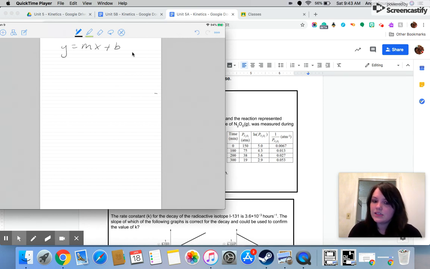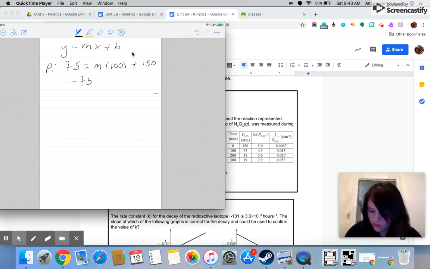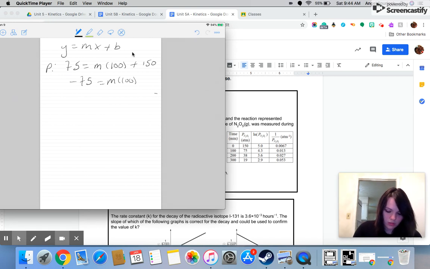So I'm going to make this nice and easy for myself. For just pressure, I'm going to say 75 is equal to m, because that's what I'm trying to solve for, times 100, because that's the time where my y point is 75, plus my y-intercept, which is 150. Now remember that with pressure, or with first and zero order, your slope is going to be negative. So when we start solving this, we're going to get negative 75 is equal to m times 100. And that's okay. Even when we divide by 100, we're going to get negative 0.75 as our slope. And that's what we expect to see.